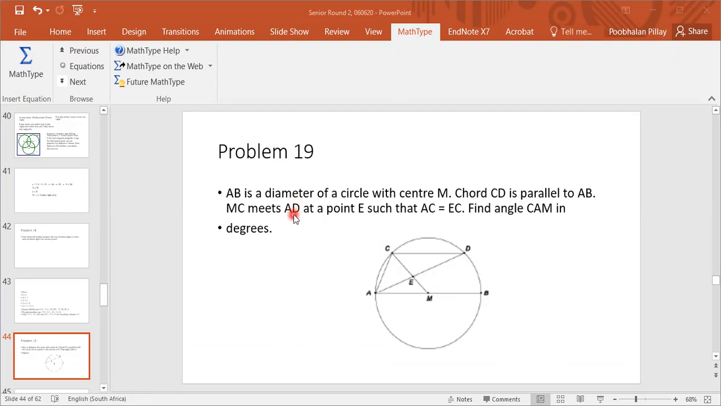But now they tell you that E is a point such that AC equals EC. So these two are equal. AC equals EC. And the problem is to find the angle CAM, this angle here, in degrees. They don't give you any angle here, rascals. They only tell you all these different sides are equal. But you evidently will have to use isosceles triangles.